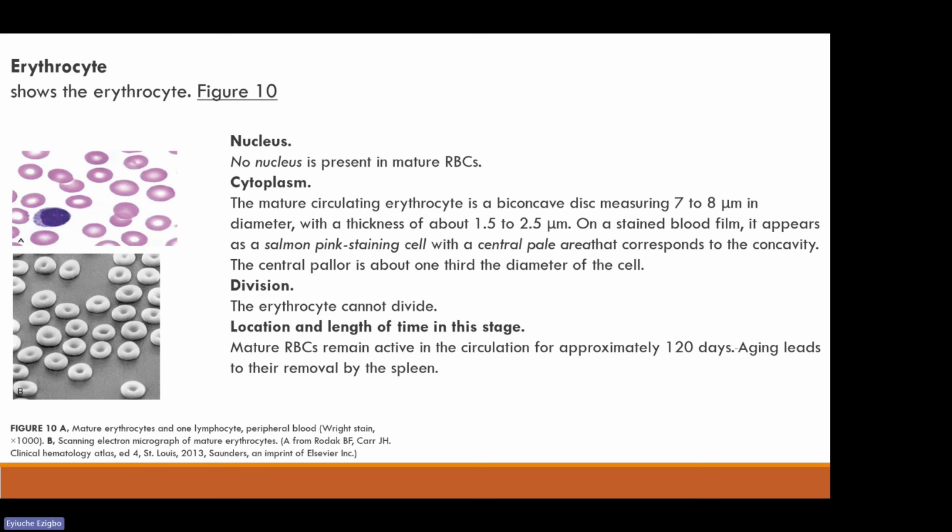It also helps us when observing a stained peripheral blood film: if the area of the central pallor is more than that, it can be an indication of anemia, that the hemoglobin content of that cell may be low. So when we are looking at the stained blood film, you check the area of the central pallor. It's not supposed to be more than 1/3 of the area of the cell.